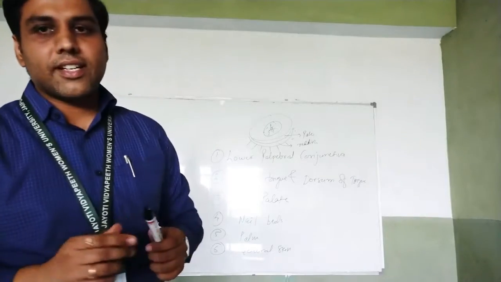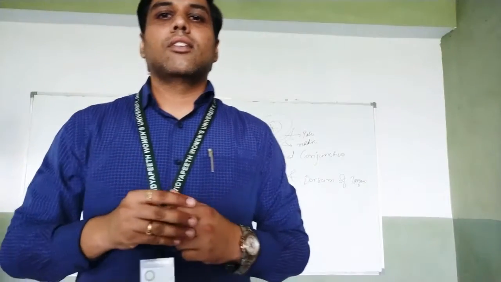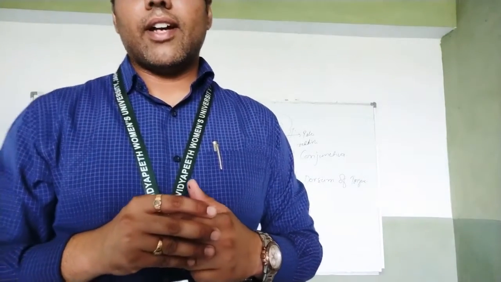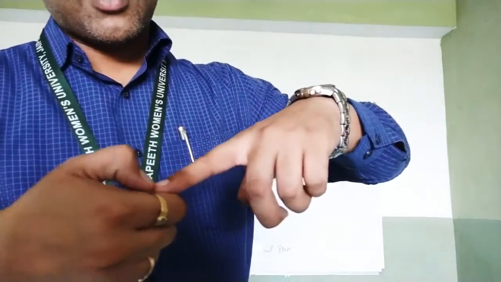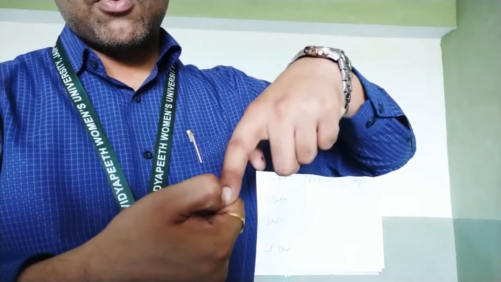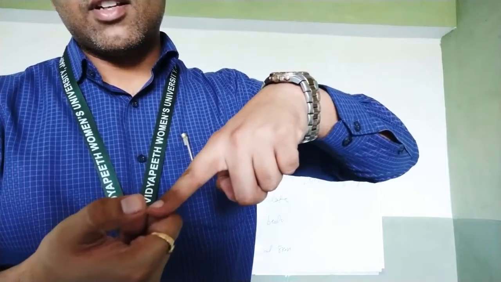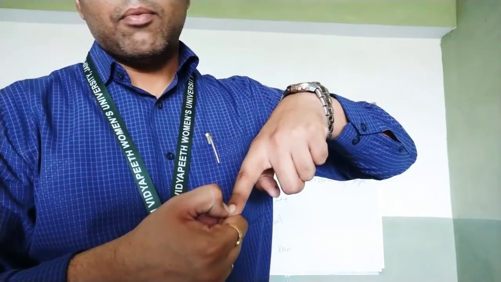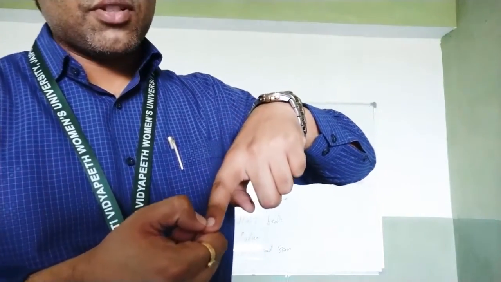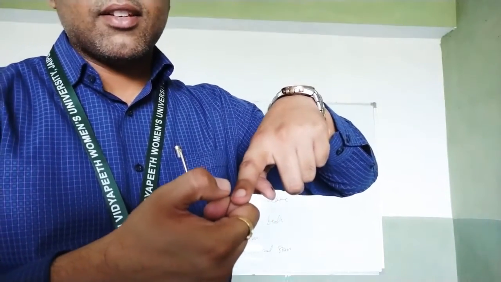Then next is nail beds. What do we have to see in nail beds to identify pallor? We just have to press the nail bed and leave it, and record the time required for refilling of the blood. In patients in whom pallor is present, the refilling time of blood is very large.